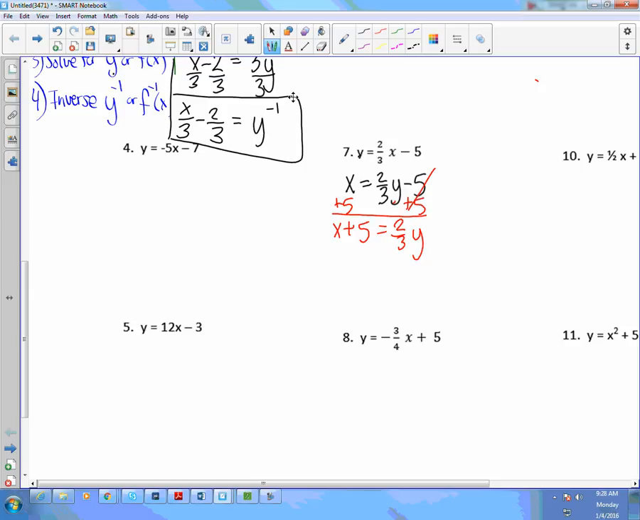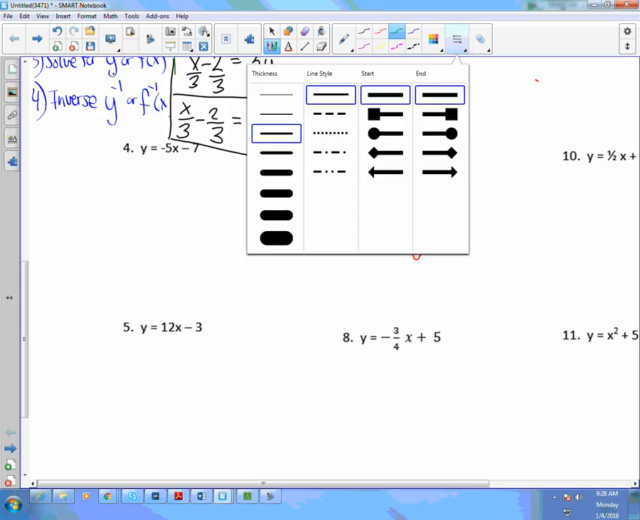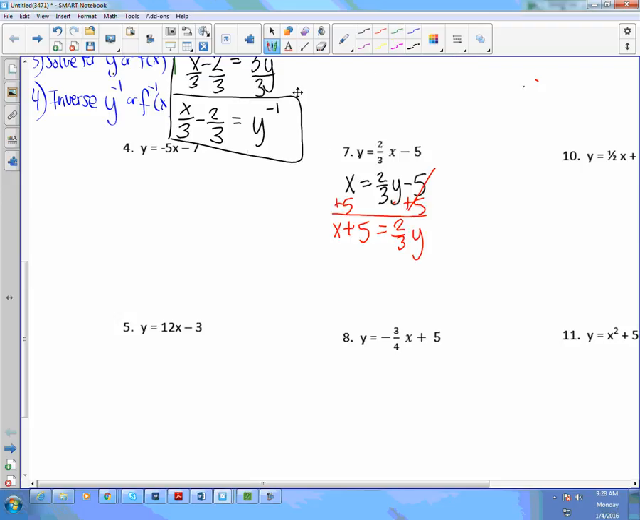Times by the inverse. The fraction version is called the reciprocal. Technically, the fraction is division, so the inverse of division is multiplication. So we're still doing an inverse. As long as my 3 is on top, the 3 will cancel. As long as my 2 is on bottom, the 2 will cancel. That's why we use the reciprocal.